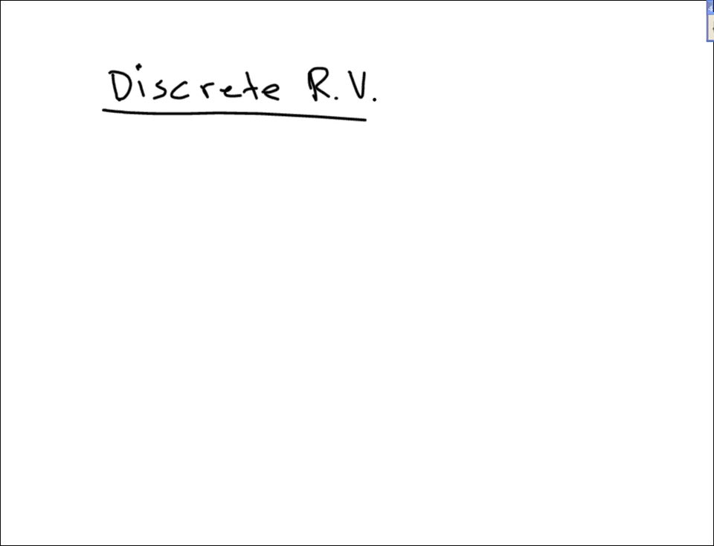Next thing we're going to talk about is the only type of random variable we saw so far. It's called discrete random variables. There's another type. It's called continuous random variable.